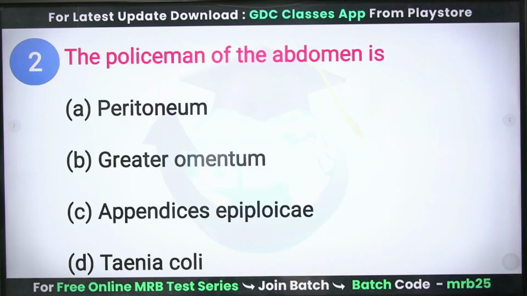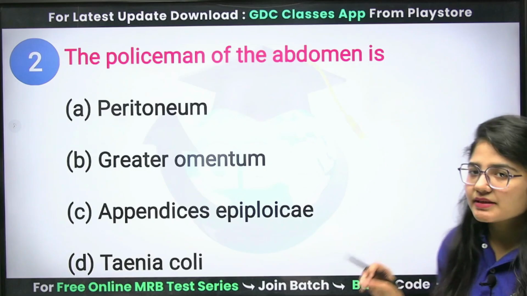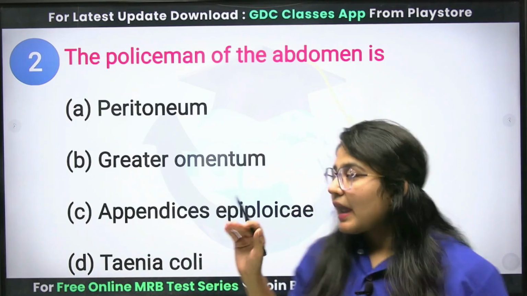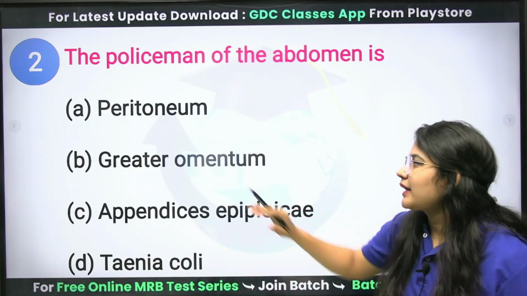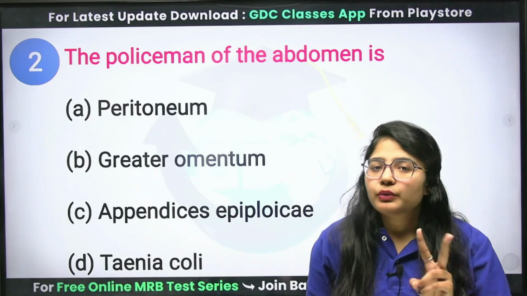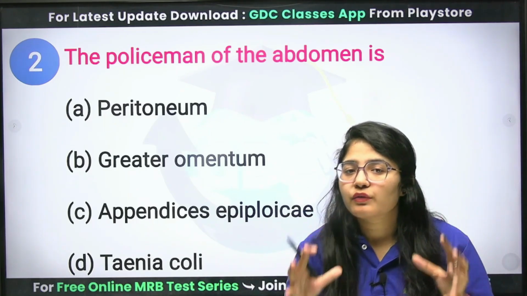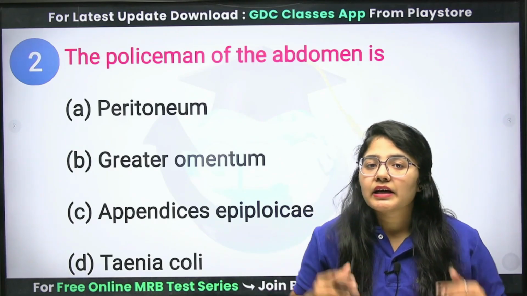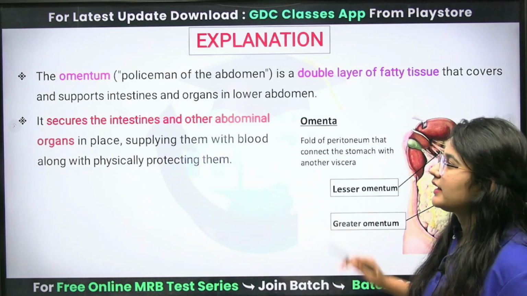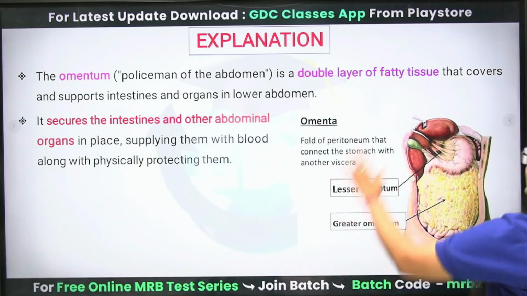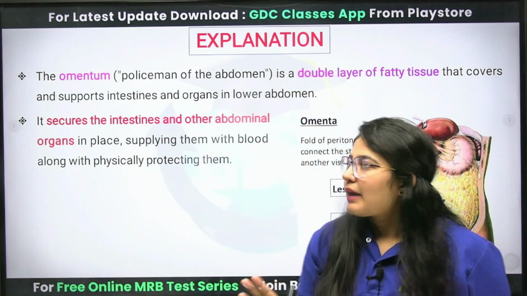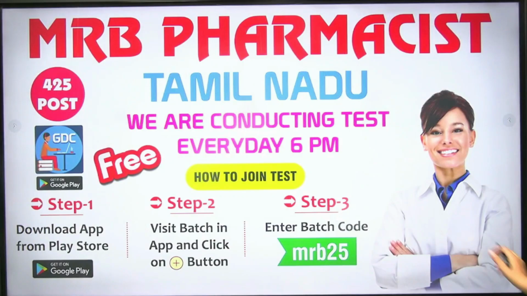Next question. The policeman of the abdomen is... the function of a policeman is to protect you. So the policeman of the abdomen is your greater omentum. Greater omentum is a double layer of fatty tissue which provides protection to your internal lower abdominal organs. So the correct answer is the greater omentum. Clear? This is known as the policeman of your abdomen, a double layer of fatty tissue that covers and supports the intestine and organs in your lower abdomen. Clear? Next question.